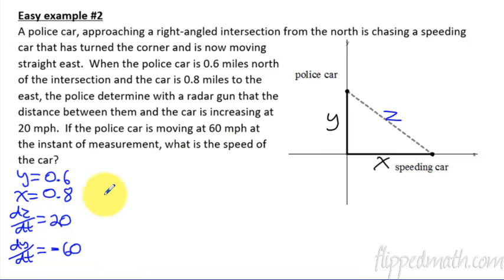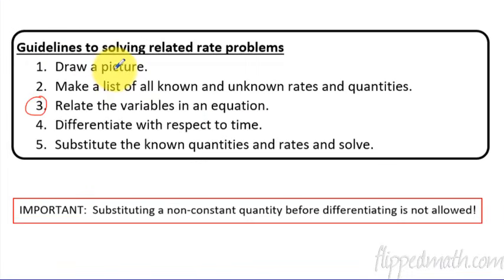So what is the speed of the car? So we want to know how fast x is increasing. This is what we are looking for. I'm going to box this thing to remind myself dx/dt is the final solution that I want to have. Okay, let's set this stuff up. So we drew a picture, made a list of all the known and unknown rates of change. Now we're going to relate the variables in an equation.